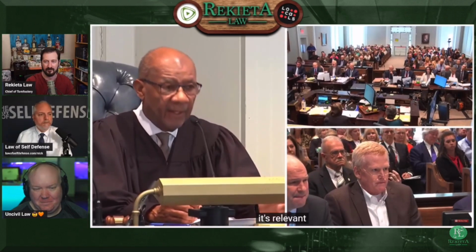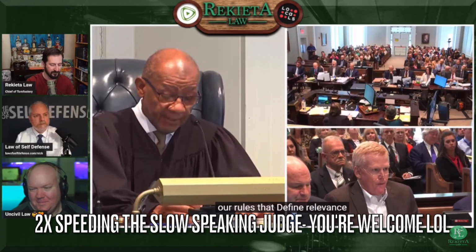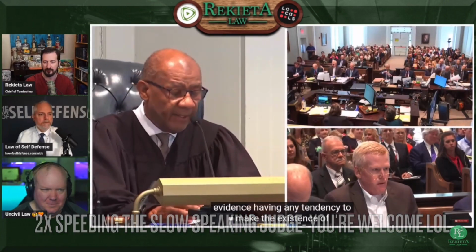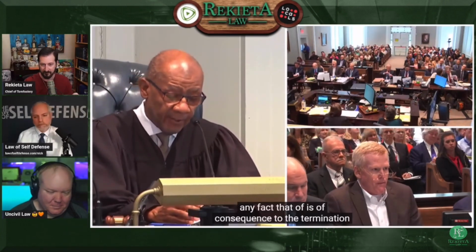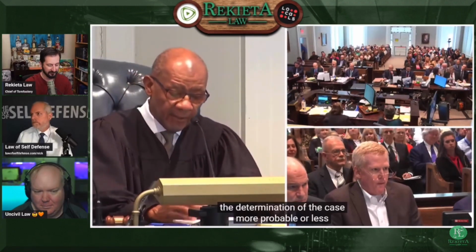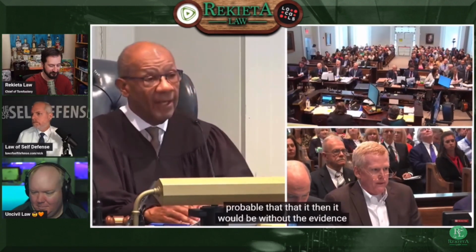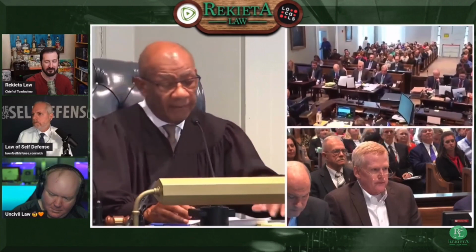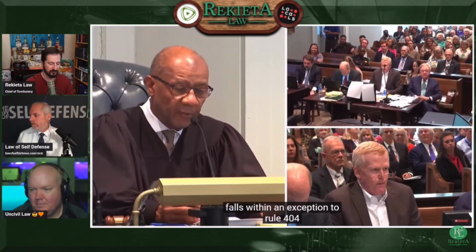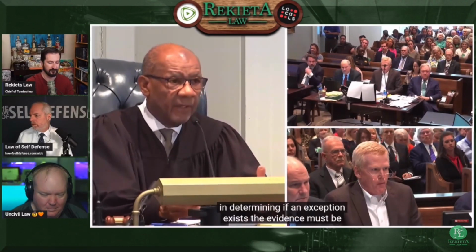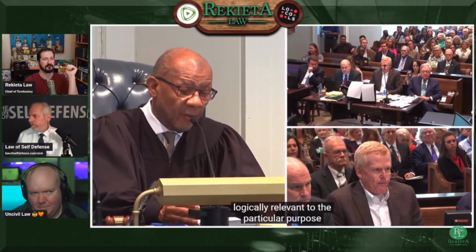Our rules define relevance as evidence having any tendency to make the existence of any fact that is of consequence to the determination of the case more probable or less probable than it would be without the evidence. After determining relevance, the court must determine if the evidence falls within an exception to Rule 404. In determining if an exception exists, the evidence must be logically relevant to the particular purpose or purposes for which it is sought to be introduced.